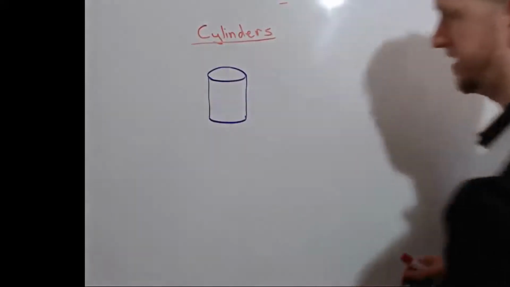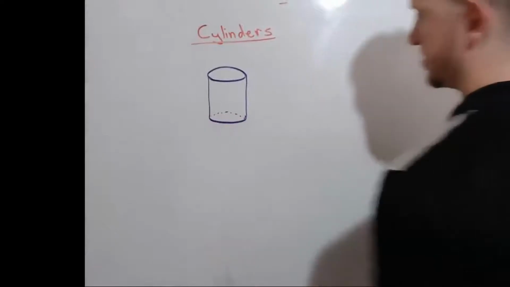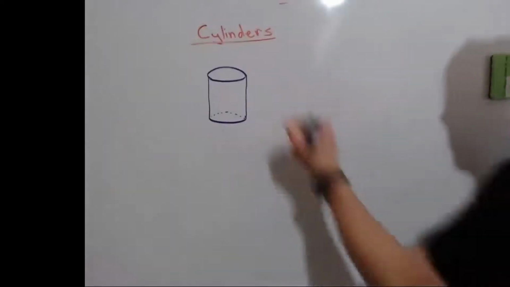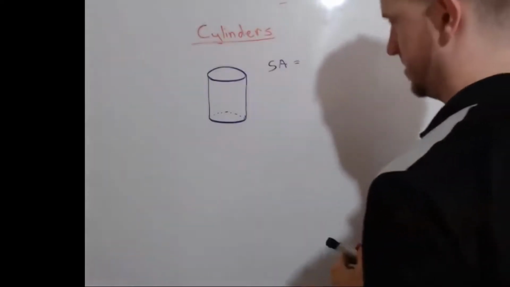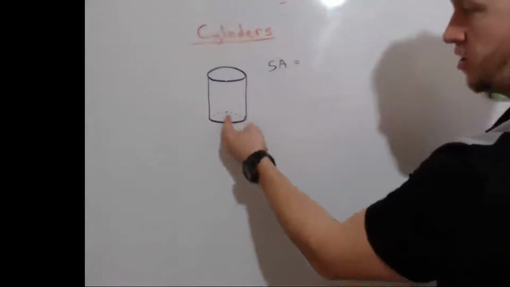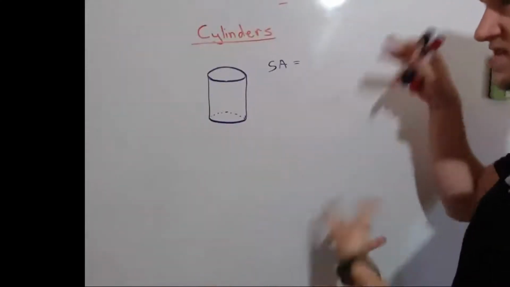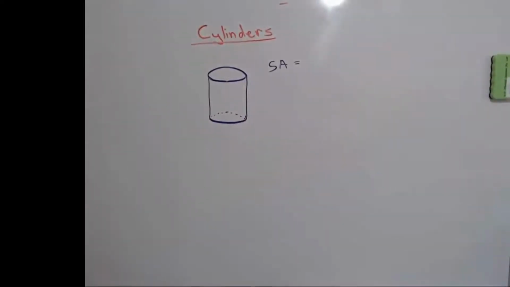Let's say it has no top and no bottom, so it just looks like a toilet roll. I want to know what the surface area of that is. So how many surfaces has it got to start off with? Well, if it's got no top and no bottom, that's not a surface. It doesn't take up any space. So all I'm left with is the circular section.